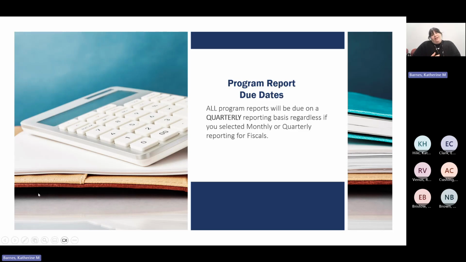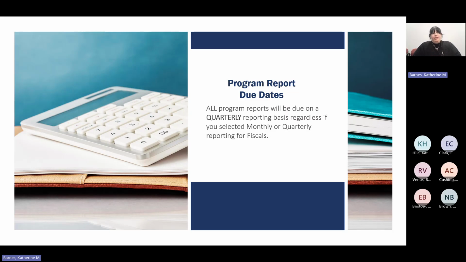Please note, I touched on it earlier indirectly, but going forward, all program reports for SAVAF are going to be quarterly. So you can still have monthly fiscal reports or quarterly fiscal reports, depending on your preference, but all program reports are going to be due quarterly and they will report on the previous quarter.